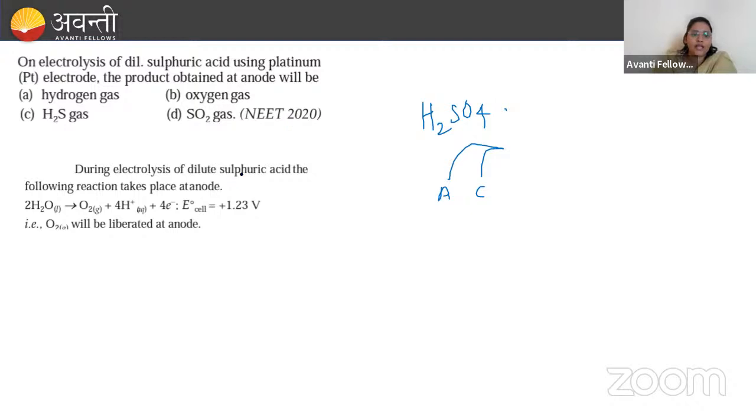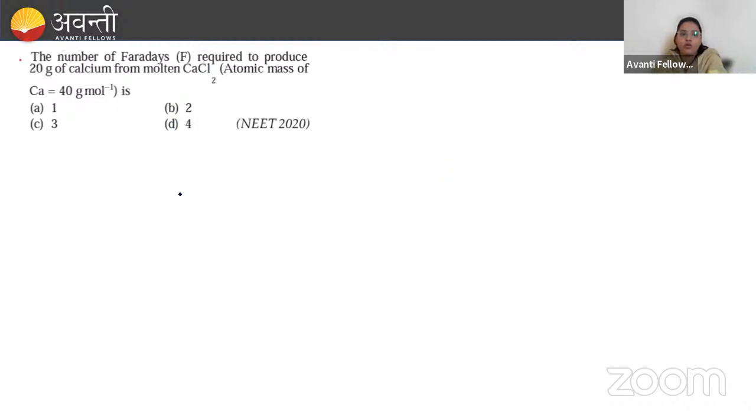So when electrolysis happens for dilute sulfuric acid, the reaction takes place this way: 2H2O gives O2 plus 4H plus and 4 electrons. Here E cell is 1.23 volt. So O2 gets liberated at anode, and that is our answer, option B. Oxygen gas goes to the anode.